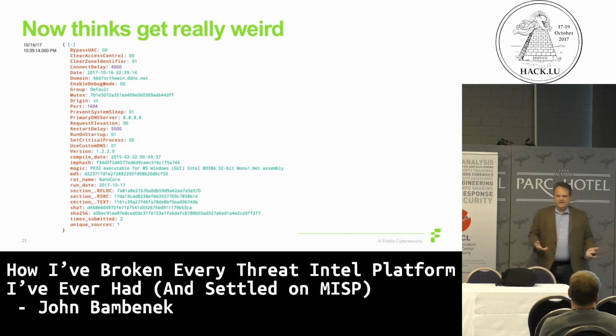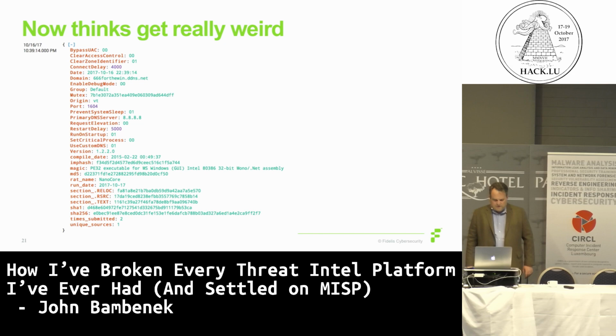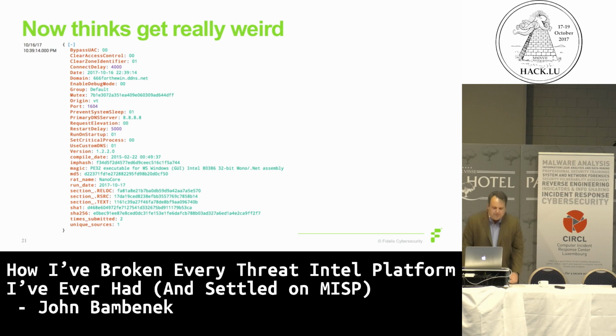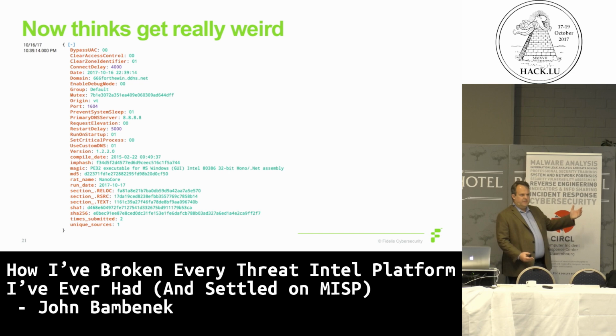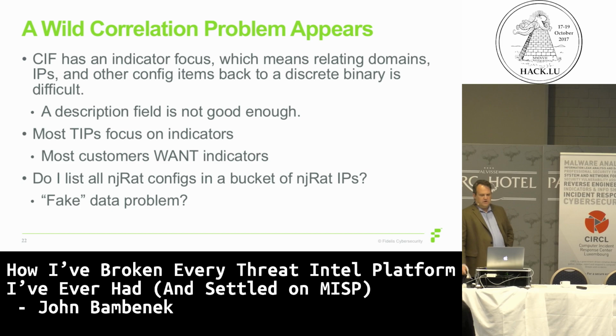So this is a configuration of, what, CyberGate? Nanocore, right? So I've got all these configuration items that I'd want to take a look at to be able to query. Have I ever seen a given mutex before, or a Nanocore sample with some of these attributes? So, well, I said, this kind of created a correlation problem.